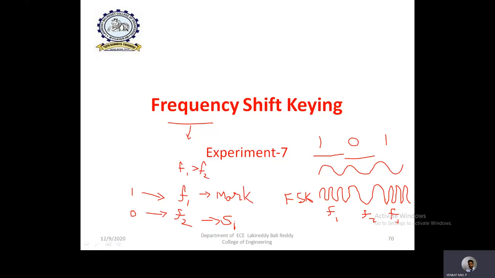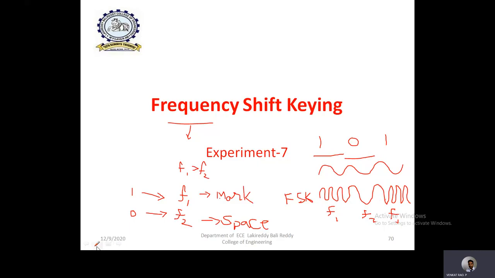Okay, in technical terms, generally they are speaking about F1 and F2 as high frequency and low frequency, also called mark and space frequency. So you have to remember that whenever there are terms like mark and space frequency in the FSK concept, think that mark frequency is F1, space frequency is F2. Okay, so this is the FSK signal.